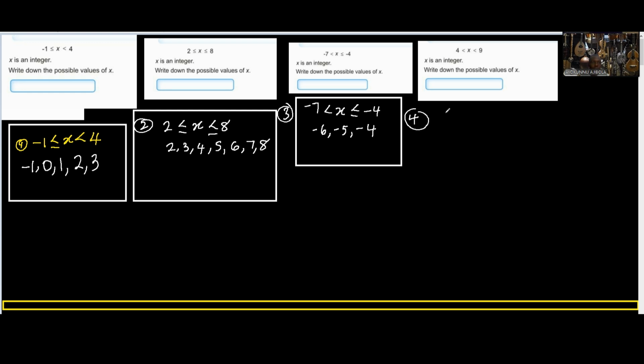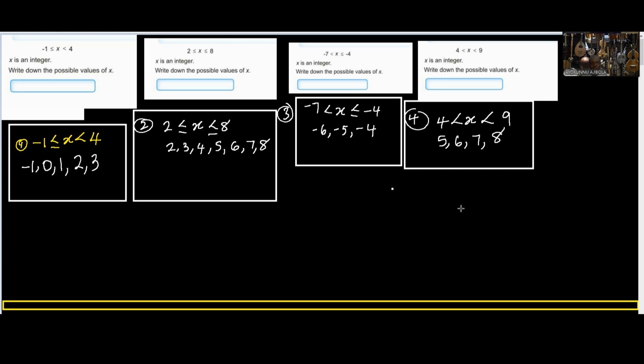Then the next one, number 4, says write down the possible values of x for 4 is less than x and x itself is less than 9. So 4 cannot be x. We can have 5, 6, 7, and 8. Not even 9 because x is smaller than 9. Is that clear? Okay, good.